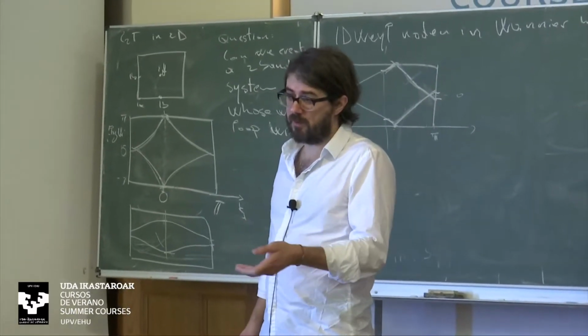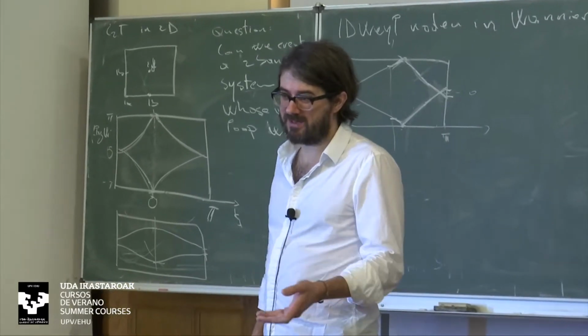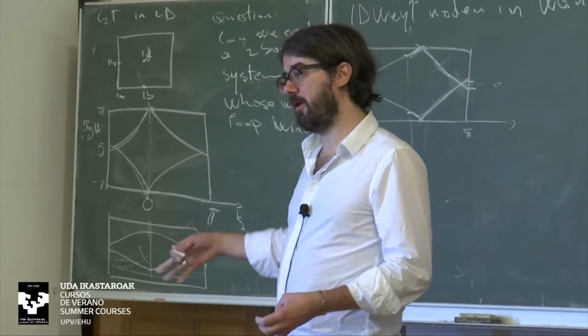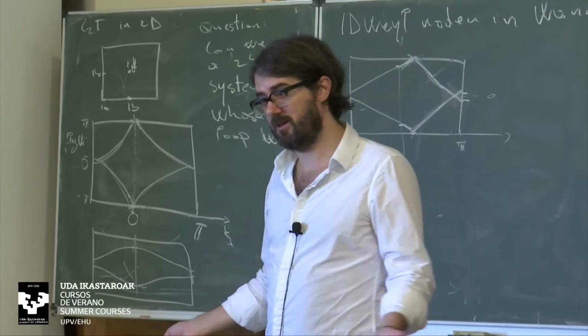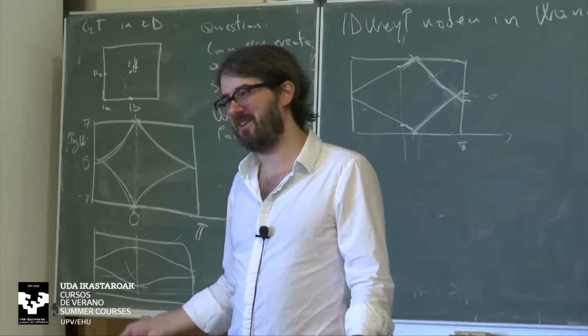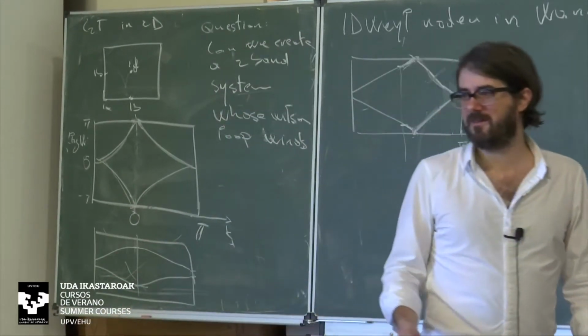Okay. So moral of the story: either you can build a 2-band model, or you might not be able to build a 2-band model with that symmetry. You might need more bands. But if you can build a 2-band model and it's got this symmetry, C2T, you can add whatever you want to it, and it'll stay the same, or you can't build it.